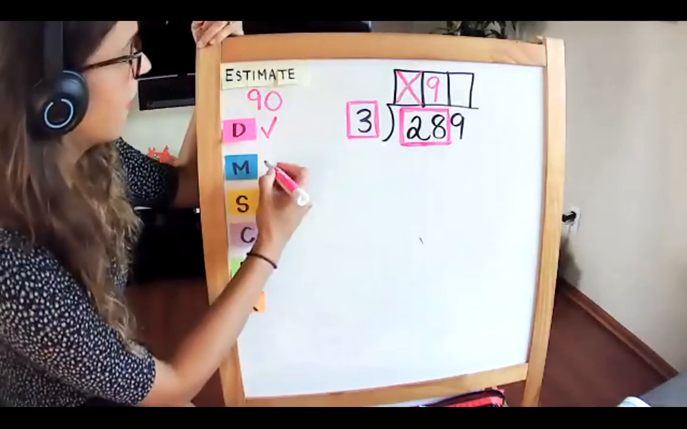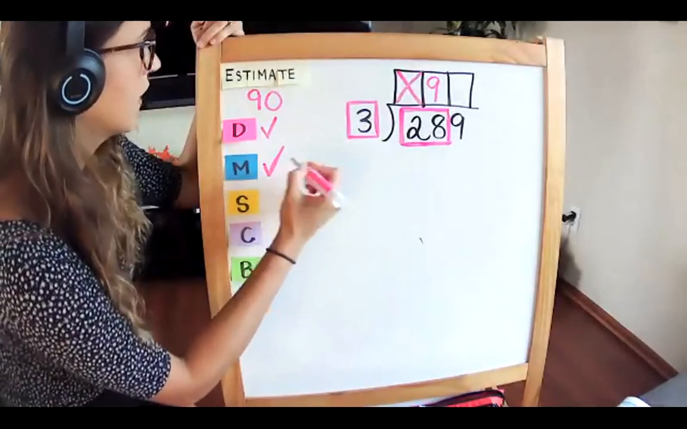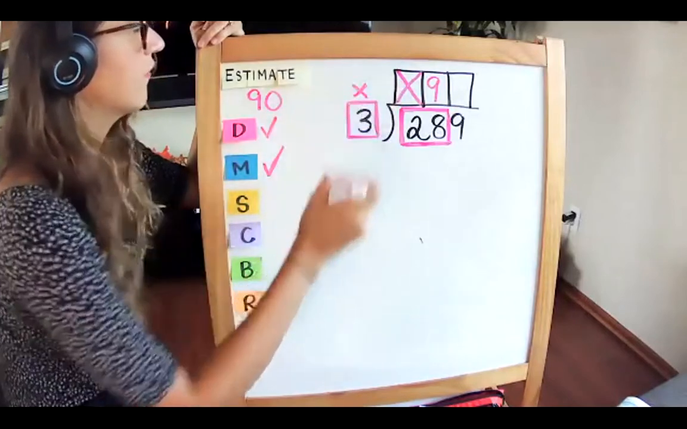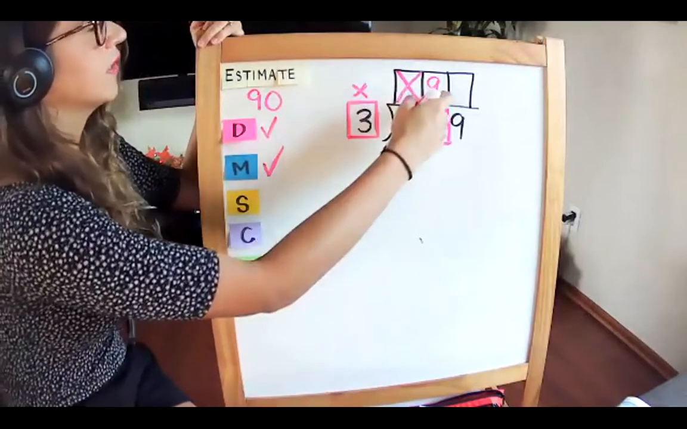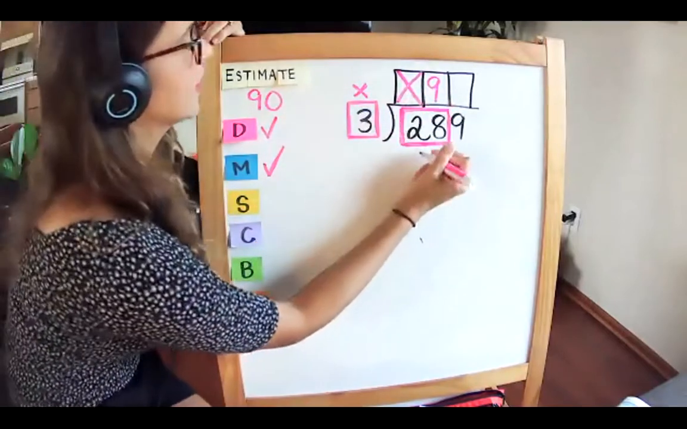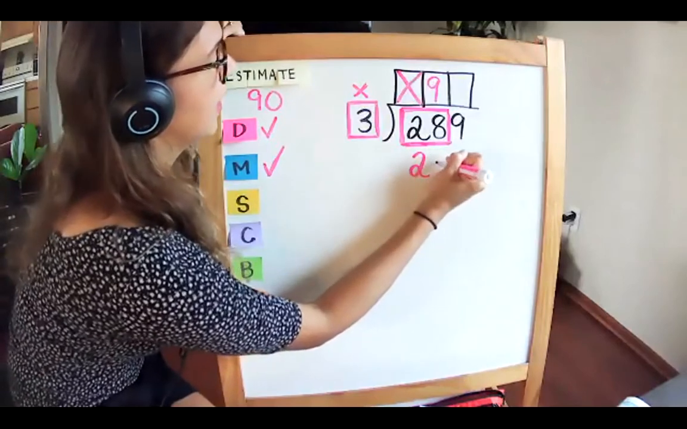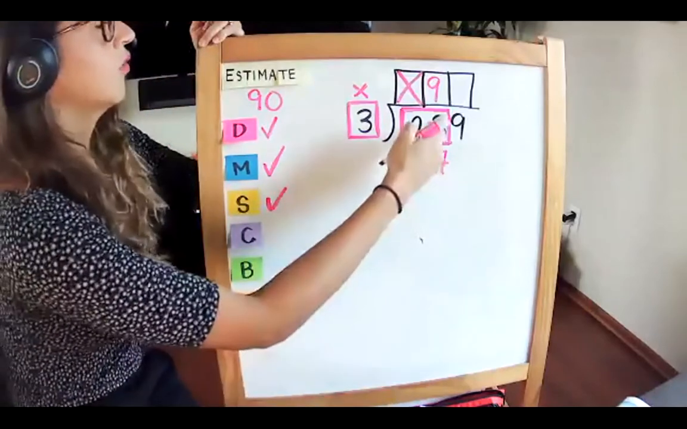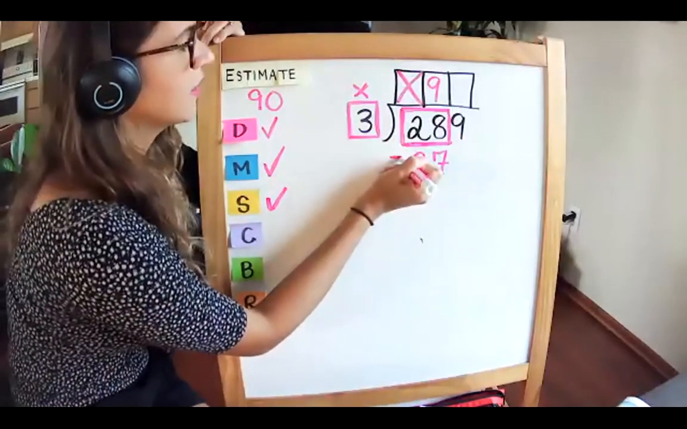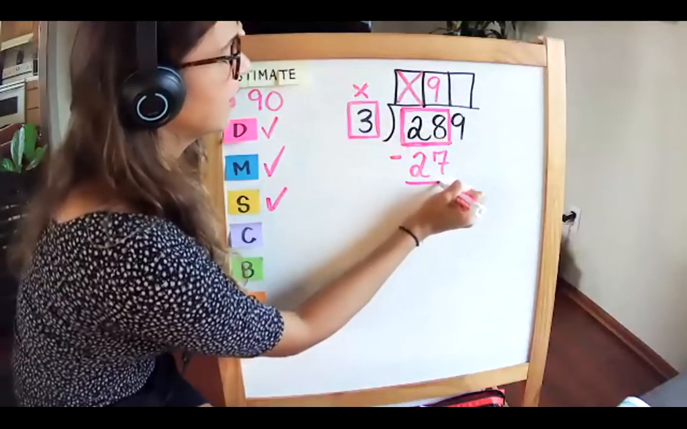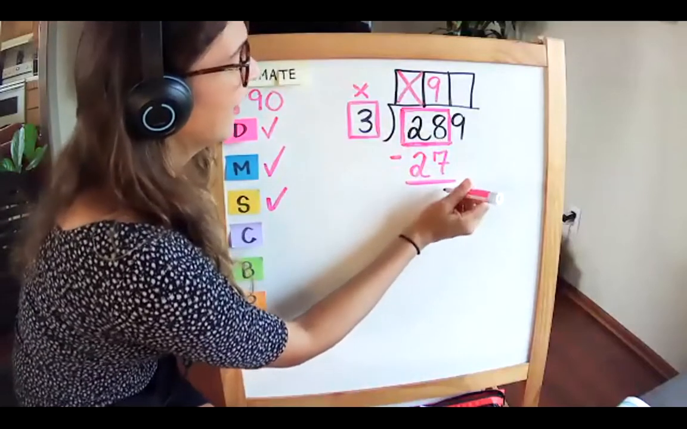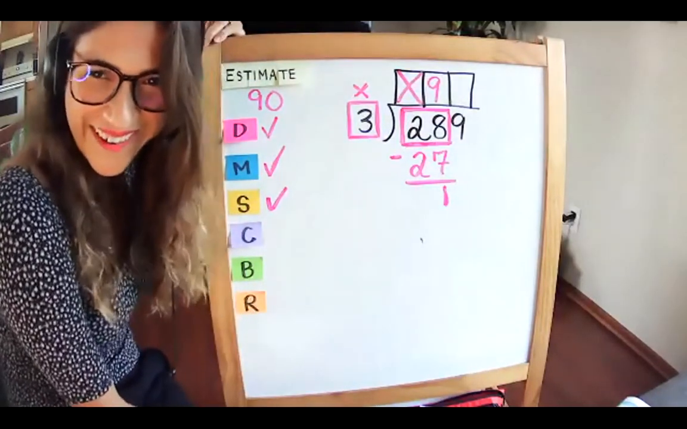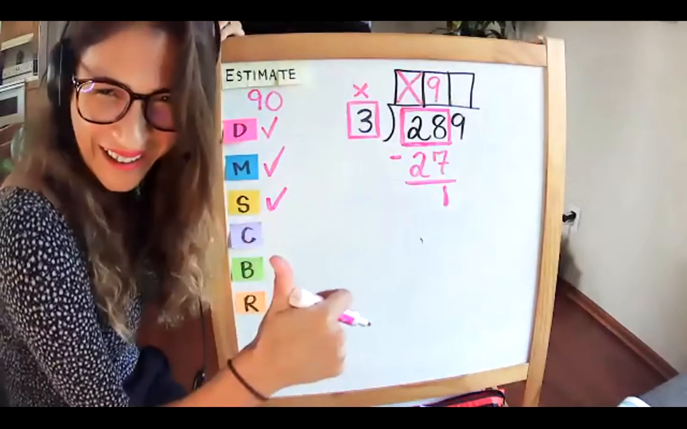Let's go to our next step, multiply. I'm going to put a little times symbol here above my divisor. 3 times 9 is 27. Next step, subtract. 28 minus 27. Everybody? One. Thank you. That was like the biggest answer I got from the class today. I'm glad you were able to do that one.